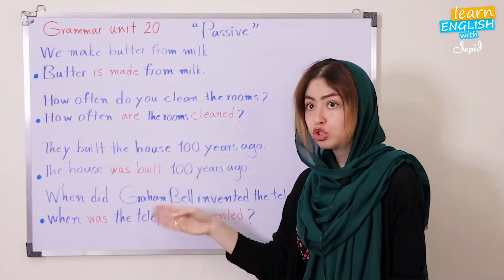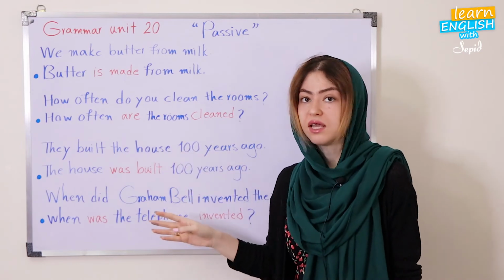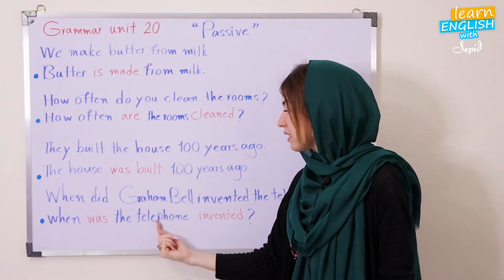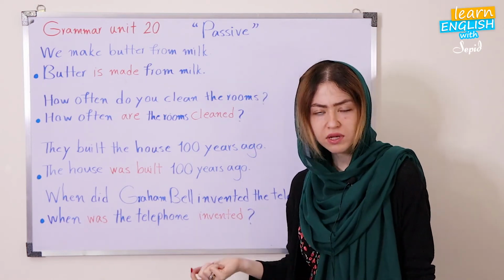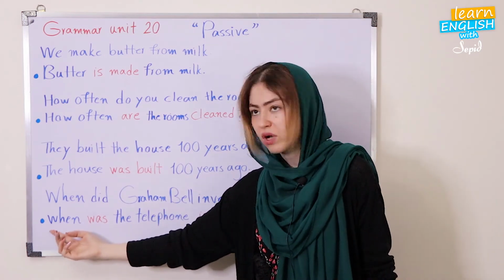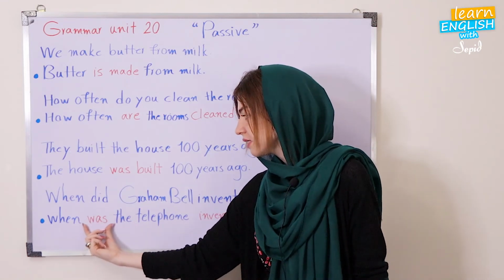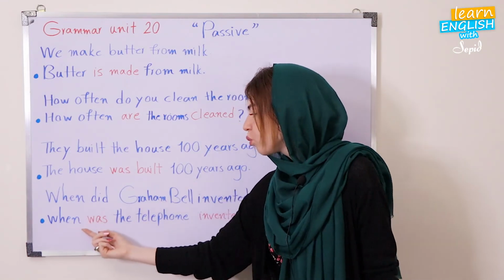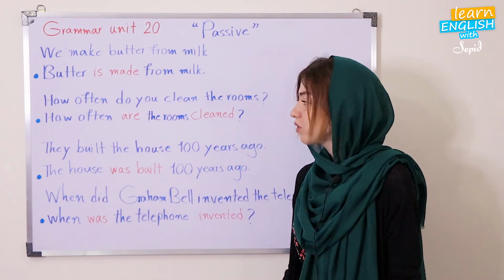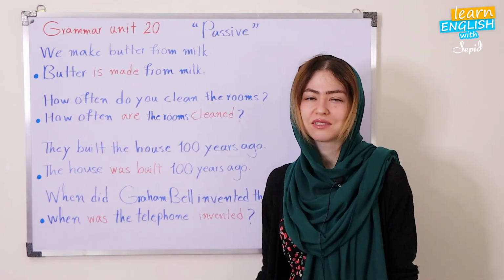Here, do, does, did, we don't have as an auxiliary in a passive voice question. Pay attention. We say telephone was invented. This is a normal sentence. And in question form, we change the place of the object and our to be verb. When was the telephone invented? That's the case. These were the examples formed in the passive voice.